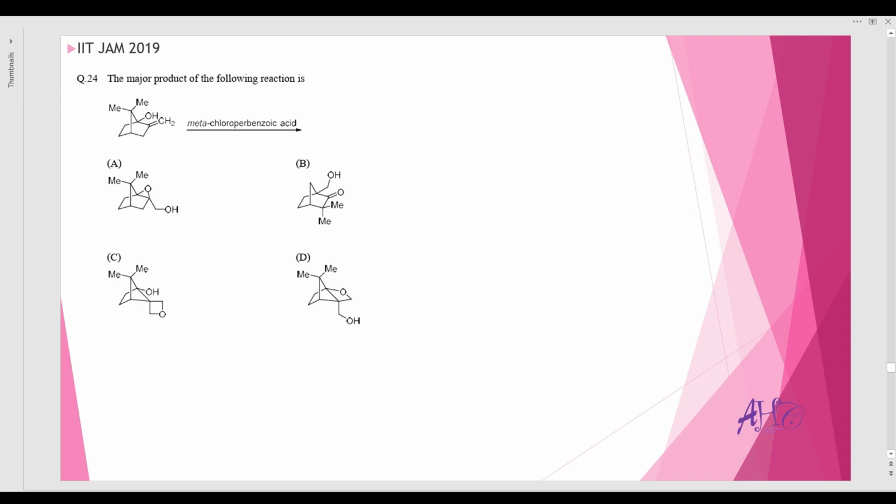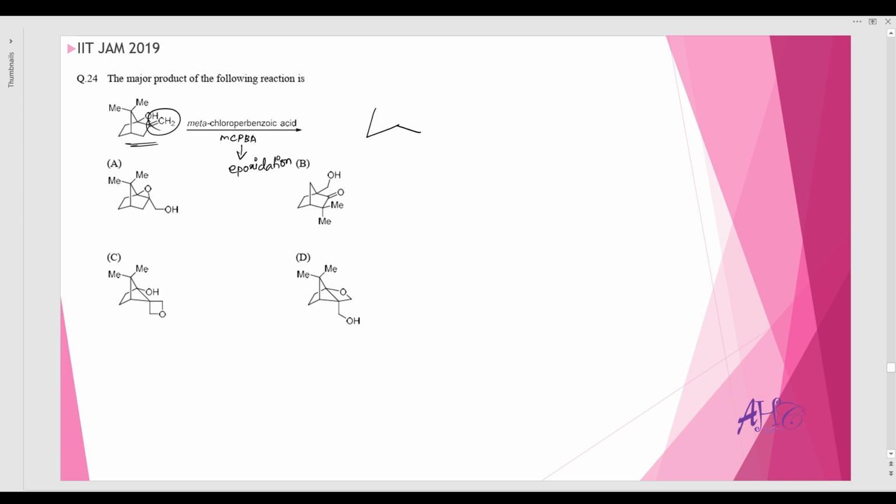Here they have given a reactant, and this is going to react with your metachloroperbenzoic acid, which is nothing but your peracid. So if you treat with peracid, your peracid always gives your oxidation, that is going to be your epoxidation. So here we have your alkene. Since the alkene group is there, epoxidation will take place and an epoxide ring will be formed on your alkene group.